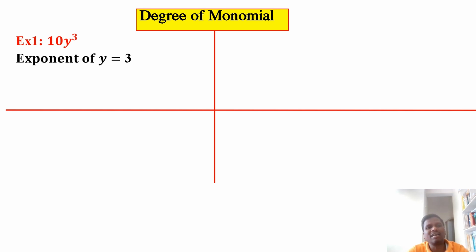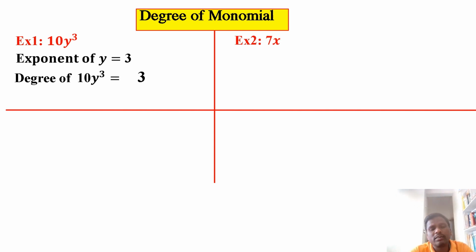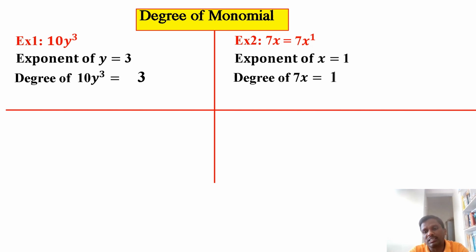Now, degree of a monomial. Here in 10y cube, the exponent of y is 3. That's why the degree of 10y cube is 3. Now example number 2, 7x. What is the degree of this one? It is a monomial, and monomial means a single term. 7x we can express as 7x to the power of 1. The exponent of x is 1. That's why the degree of 7x is equal to 1.